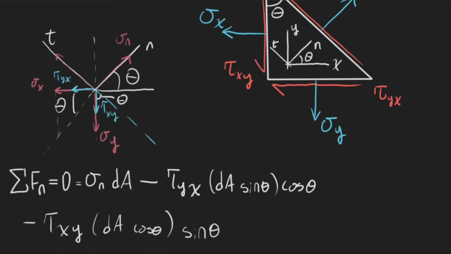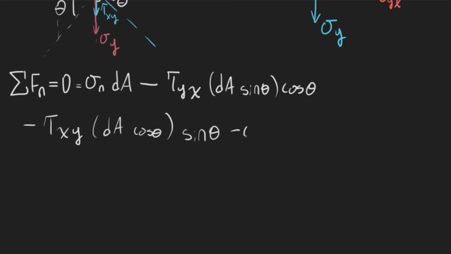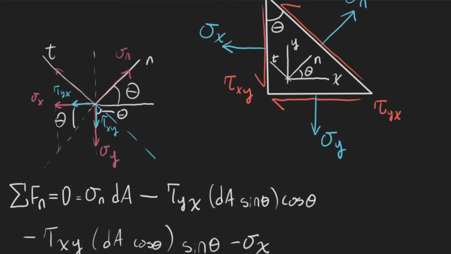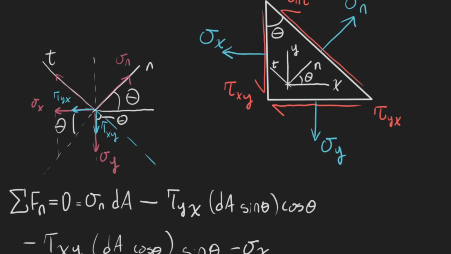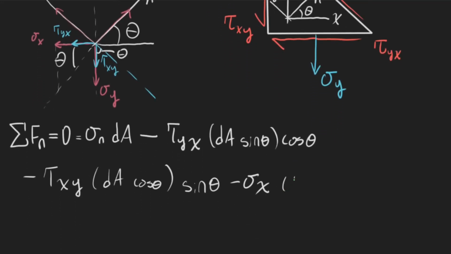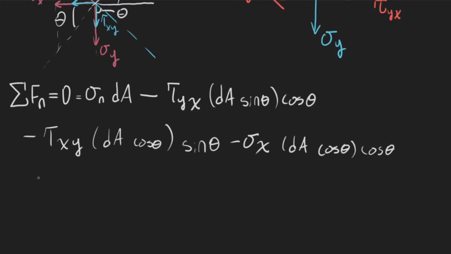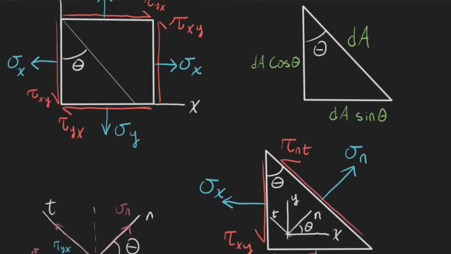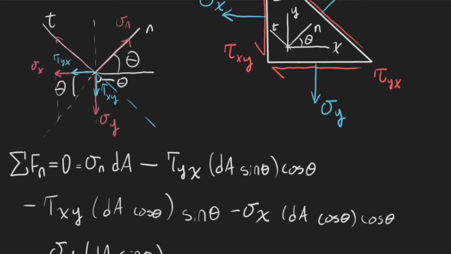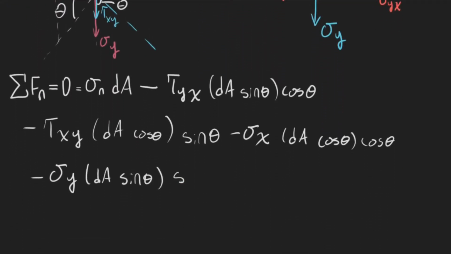Now for our normal stresses, we're going to have to subtract our sigma x. If we look at our sigma x right here, it's pointing in the negative normal direction, times we're going to have a dA cosine theta times another cosine theta, one to project them and one because the area that it's on, this area right here, is a dA cosine theta. And then for our sigma y, we're going to have a dA sine theta because it's on the area on the bottom right here, which has that dA sine theta. And then we're going to have another sine theta to project it onto the normal axis.